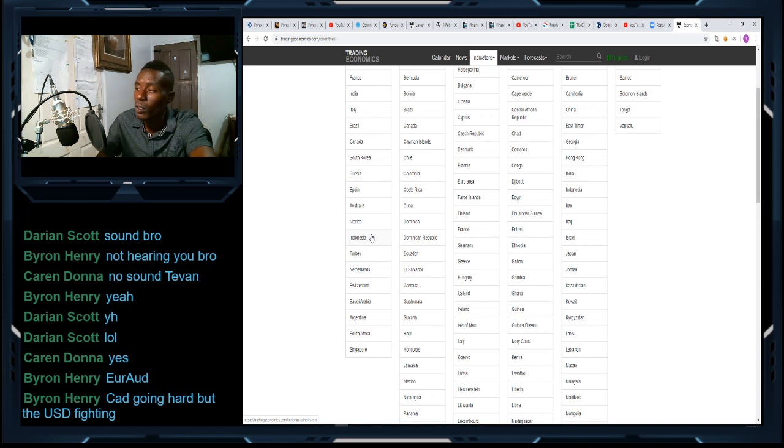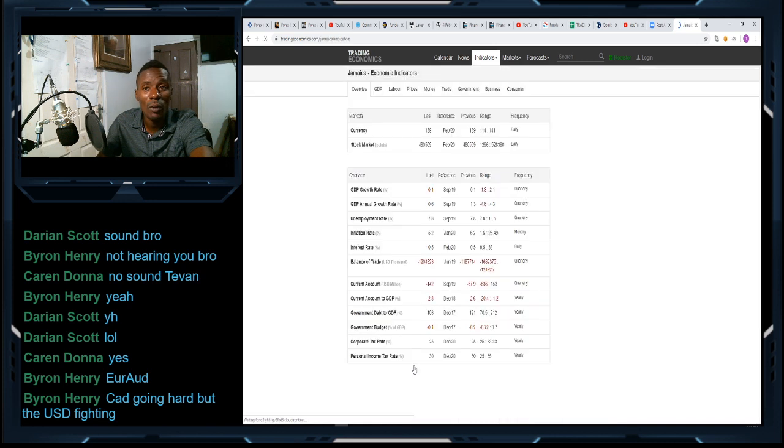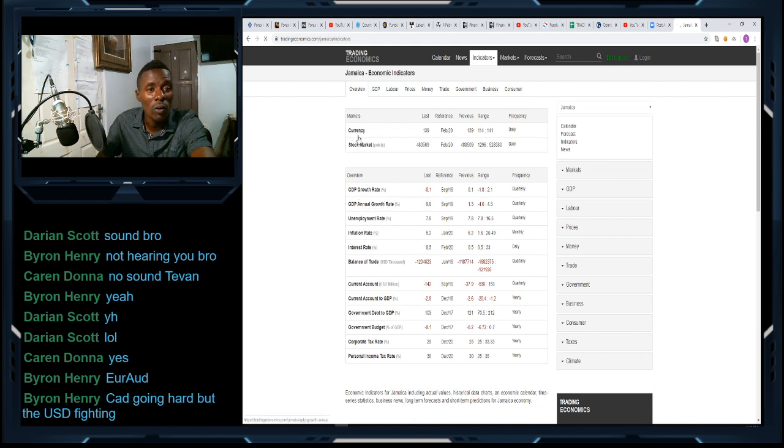You want to know about Jamaica, the land we love? Inflation dropped to 5.2% in our country. Jamaica, land we love. Let's see. We have currency, we have stock market, GDP growth, growth rate, unemployment rate in Jamaica, bam. You can see the graph. You see the graph going down, month inflation, right? Interest rate, flat out.